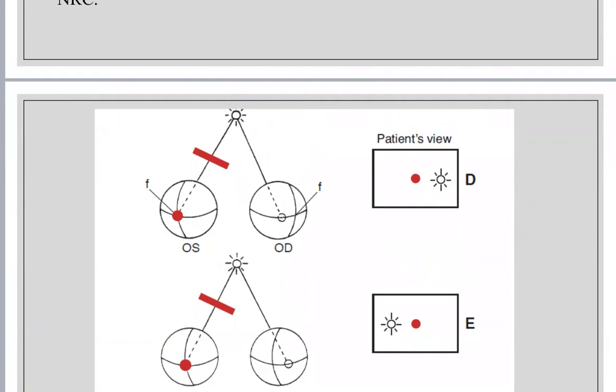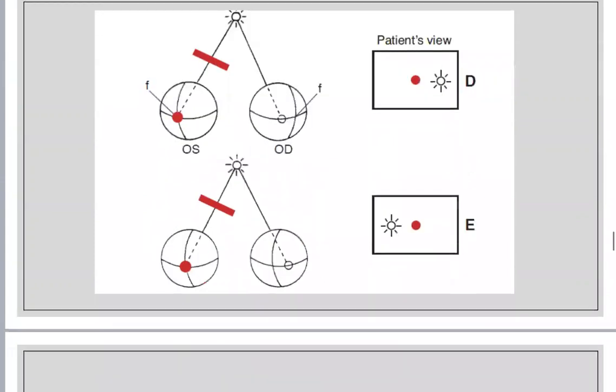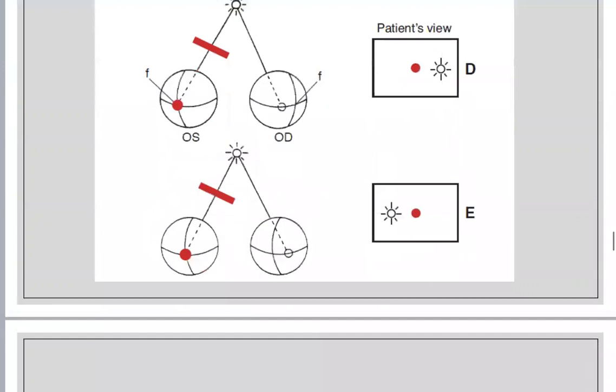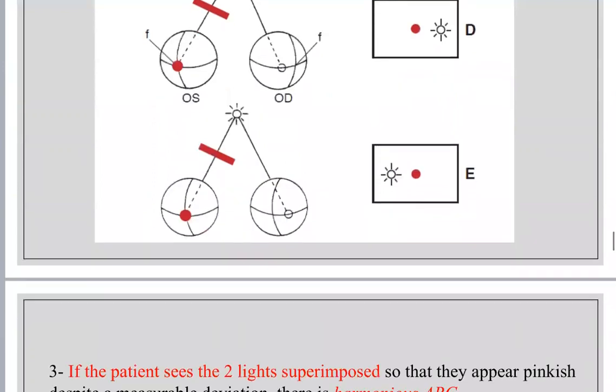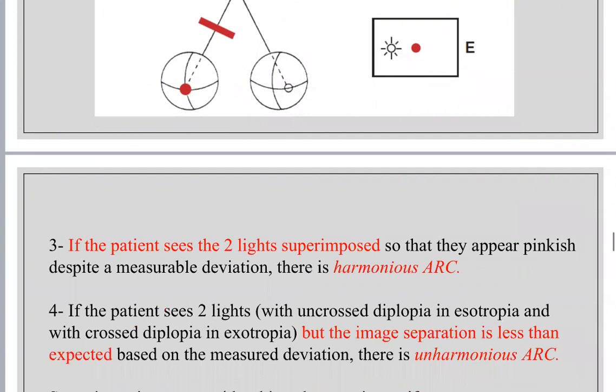Here, the left is seeing left and the right is seeing right. The left eye, which is seeing red, will see left, and the right eye, which is seeing yellow, will see right. So left for left and right for right. This is uncrossed diplopia, so this will indicate exodeviation. Okay, look at the reverse here. The left is seeing right and the right is seeing left, so this will indicate esodeviation.